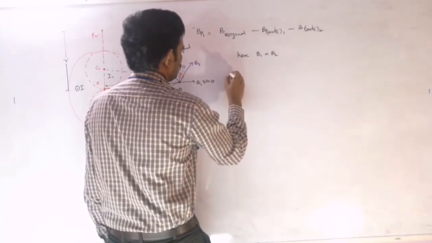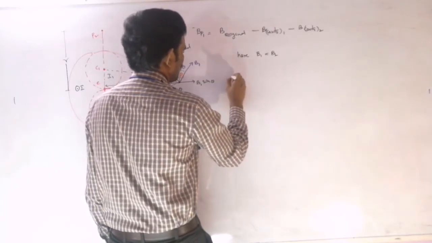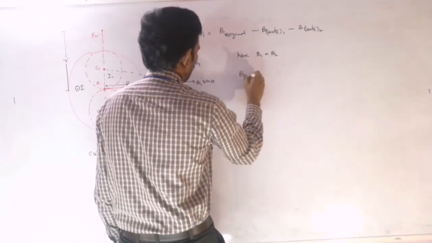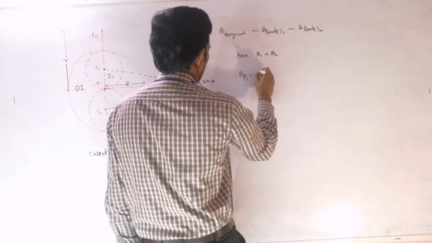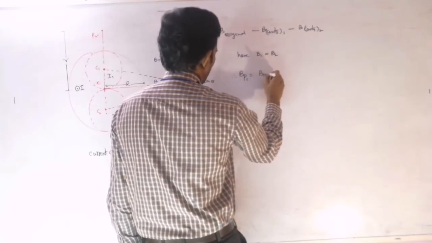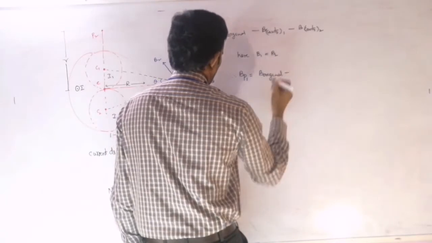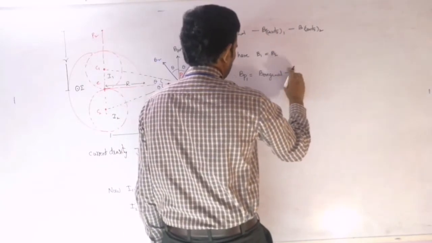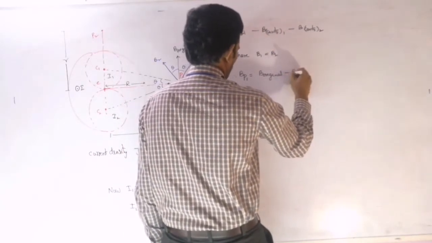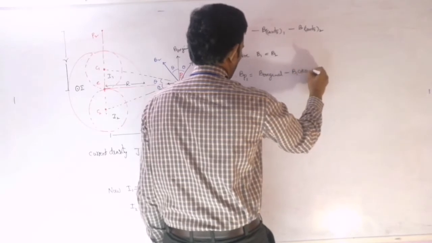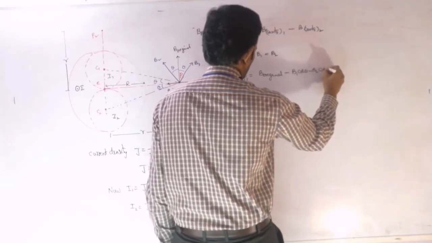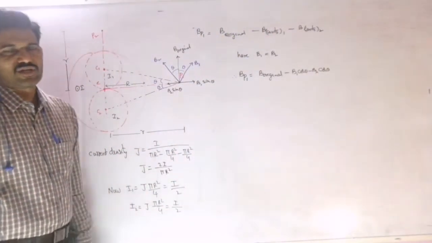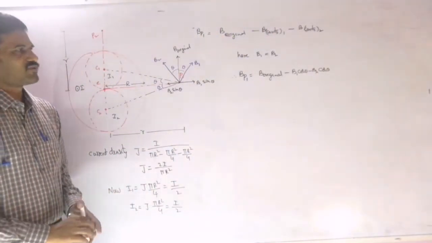Therefore, I am writing the net field here. BP1 is equal to the magnetic field due to the original conductor minus B1 cos theta minus B2 cos theta. Instead of those two, we need to write B1 cos theta minus B2 cos theta.